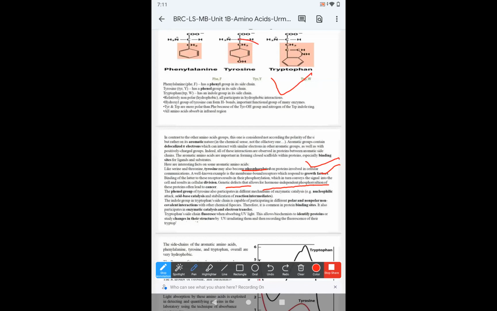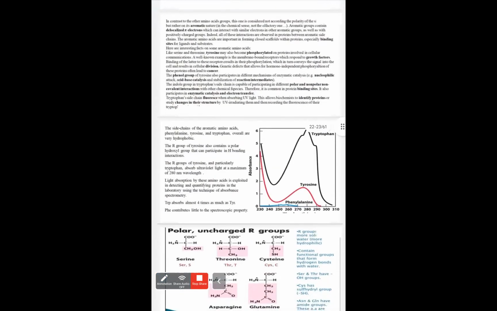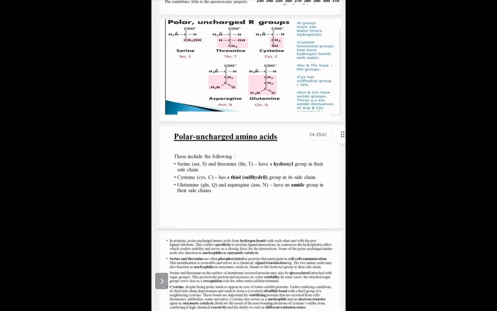And the phenol group present in these aromatic amino acids participates in different mechanisms of enzyme catalysis: acid-base catalysis, nucleophilic attack, stabilization of the reaction intermediates. Clear? These aromatic amino acids are also protein binding sites, participate in enzyme catalysis, and help in electron transfer. Understood, everyone? So these are some facts about aromatic amino acids. Don't worry about their absorption and all.